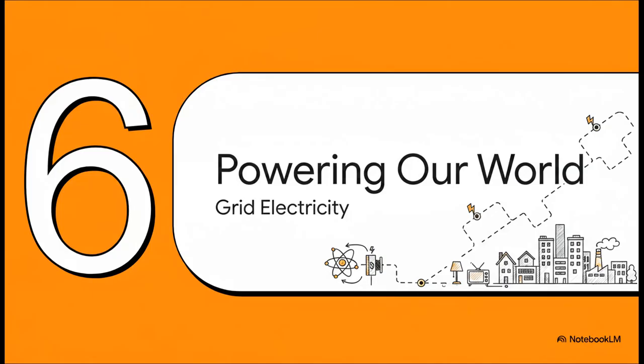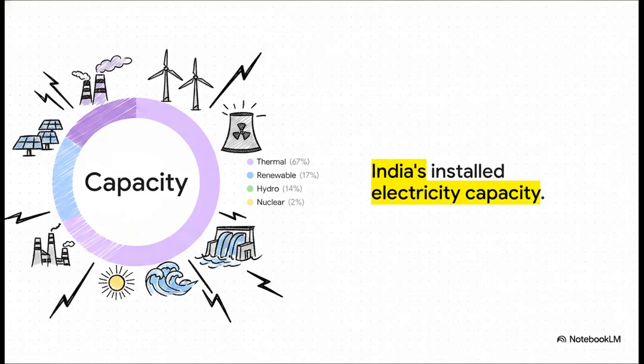Finally, we arrive at section 6, powering our world. We've spent a lot of time zoomed in on the atom, but looking at the big picture, where does all this voltage actually originate before it travels through hundreds of miles of transmission wires to reach your home? Well, let's look at India's installed electricity capacity as a great example of how modern nations solve this problem at scale. Giant power stations generate electricity by converting mechanical energy into electrical energy.